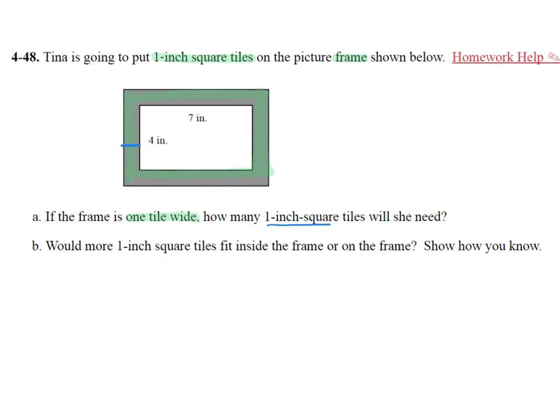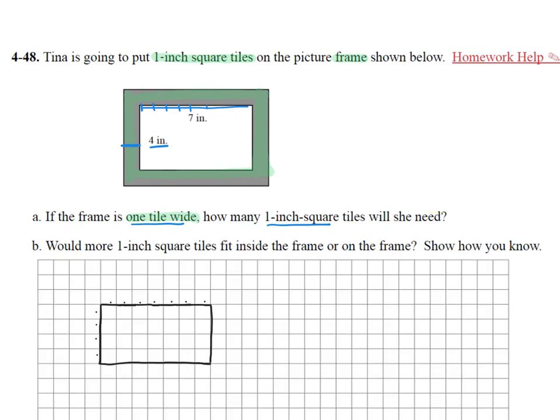I'm sorry, it says 1 tile, but that is also 1 inch. How many 1-inch square tiles will she need? So before we answer those questions, let's pause the video and use the graph paper and actually draw the picture. Notice that on the inside, or the actual picture, it says 4 inches and here it says 7. So I would actually measure 7 squares so I could draw it. So pause the video, get the graph paper, and do accurate measurements.